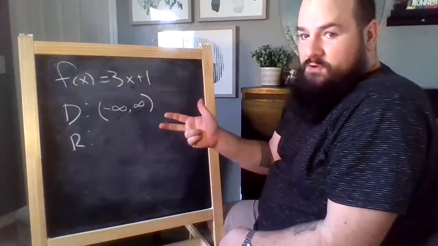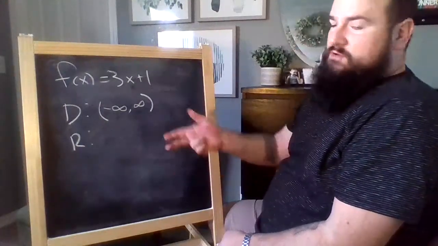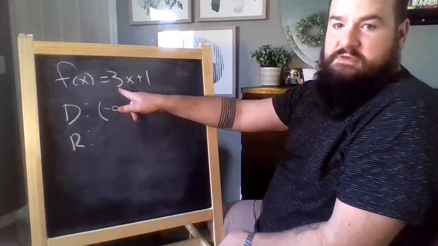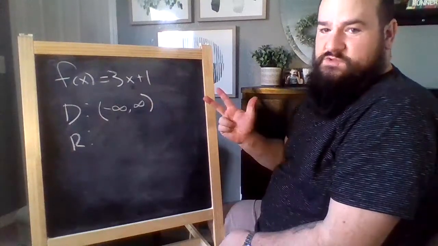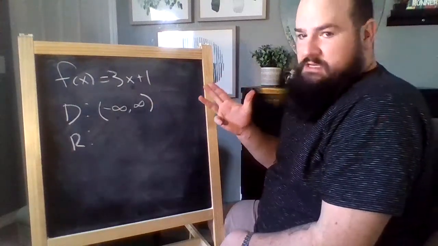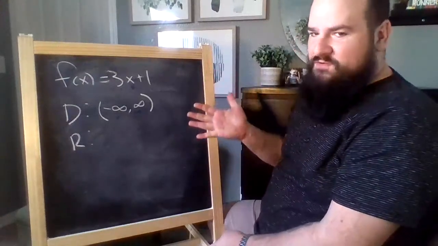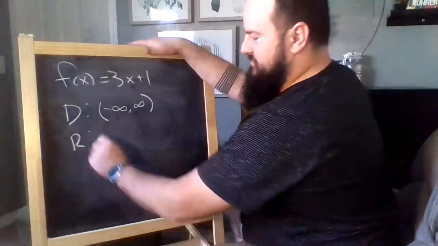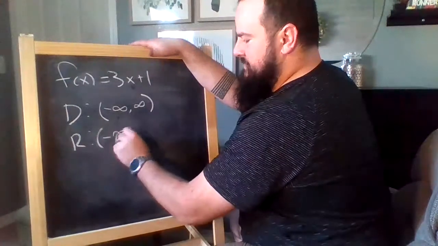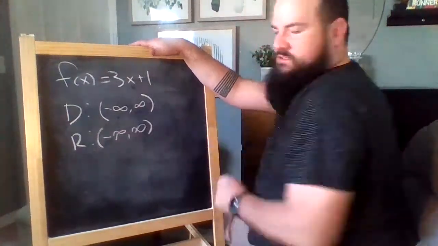We can get 0. What x value makes 0? Well, negative 1/3 times 3 is negative 1. Plus 1 is 0. So we can get 0. We can get positives out of here, absolutely. We can get all positives. So again, all 5 questions are yes. Our range, very easy. Negative infinity to infinity.